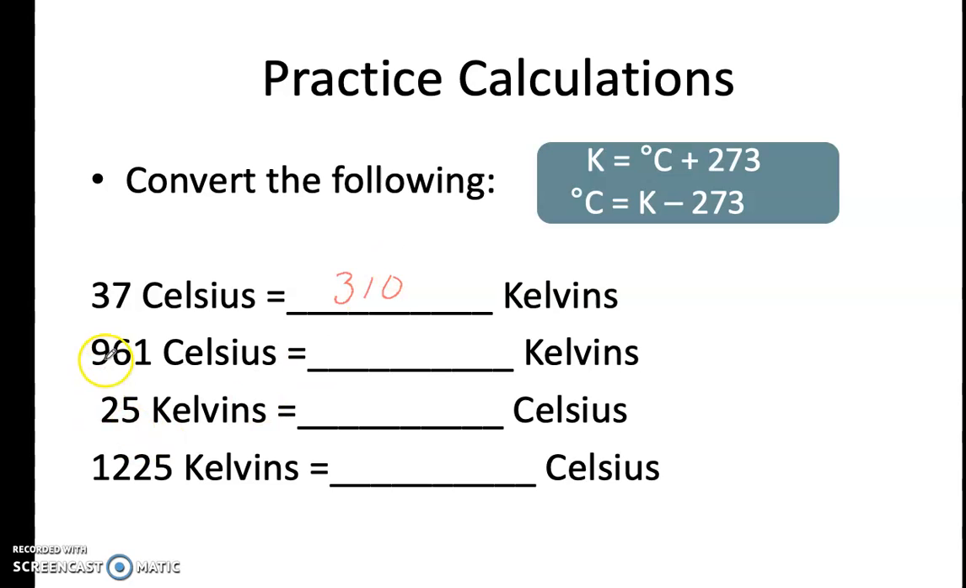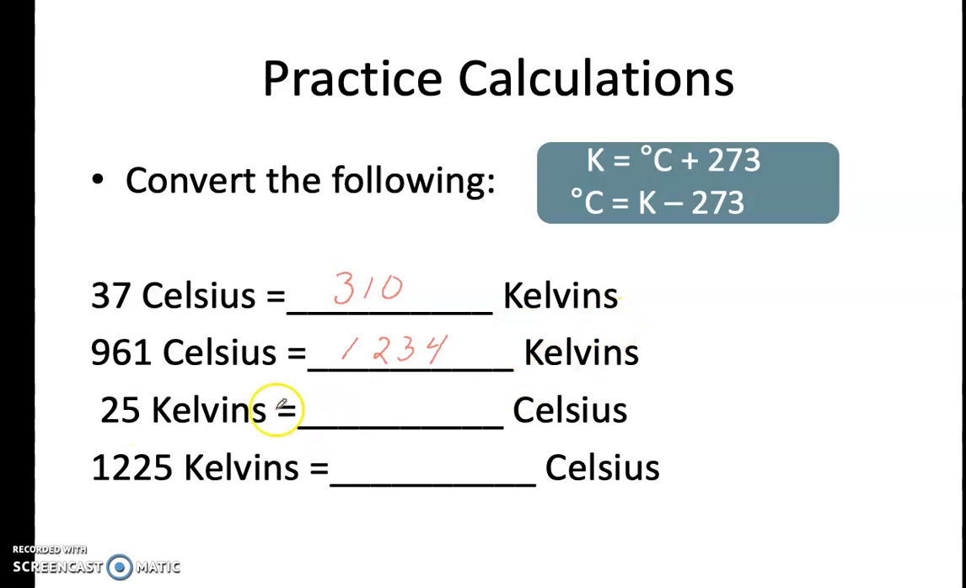Now the next one, we have 961 degrees Celsius, and we want to convert to kelvins. So we take that number, put it right here. Okay. So it's 961 plus 273 is 1,234 kelvins. It's pretty hot.